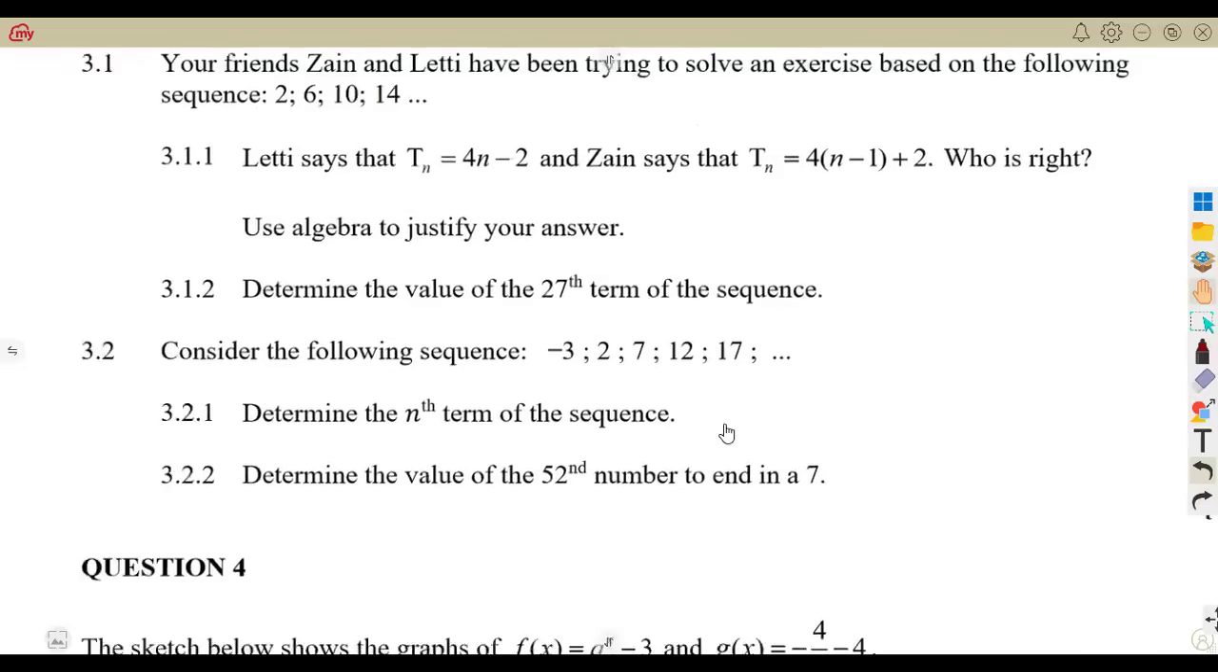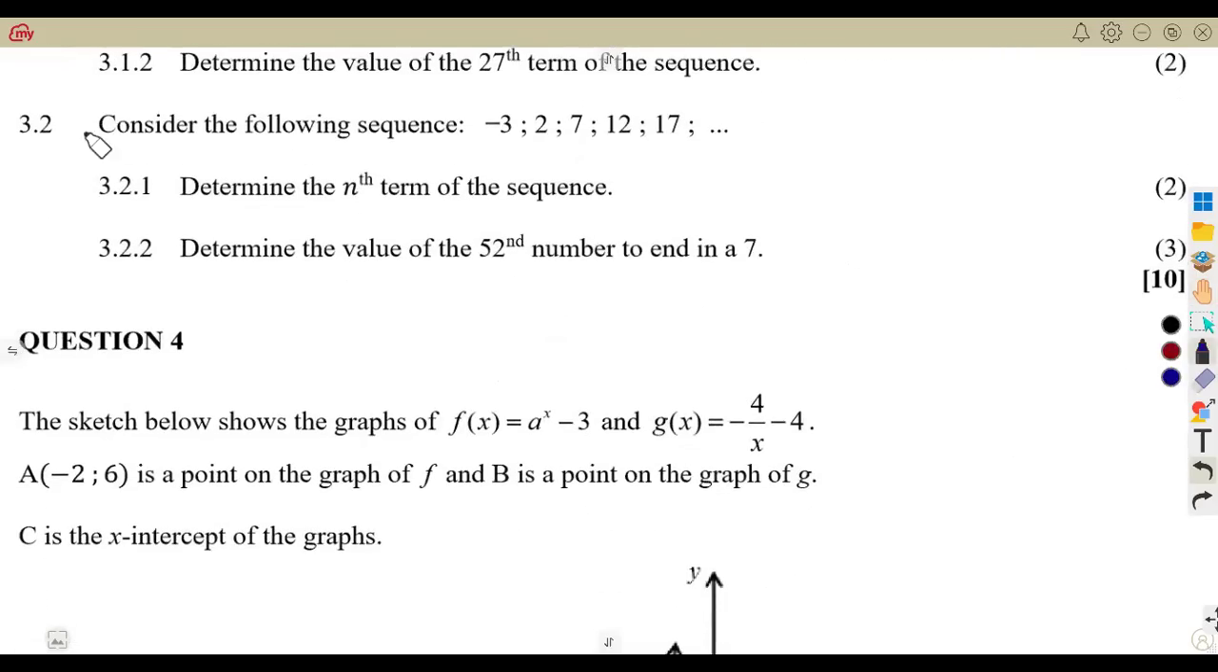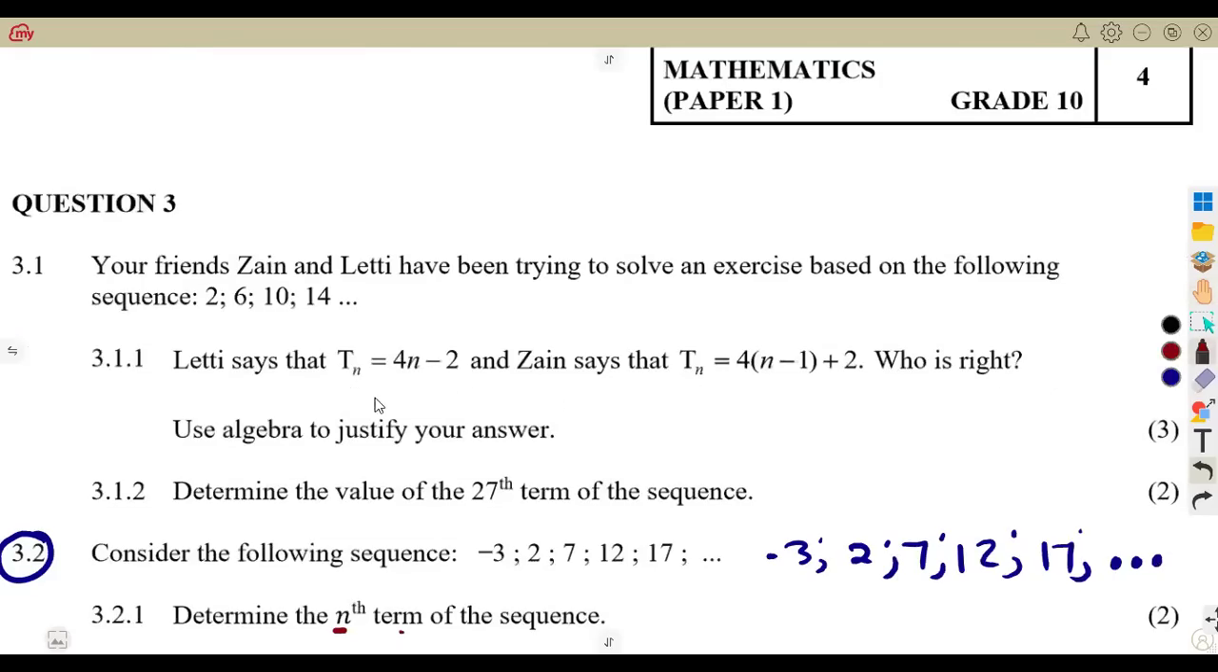Consider 3.2. A continuation again, still working with sequences. That's another sequence to be considered. We are given minus 3, 2, 7, 12, 17, and so on. So first try to have it as a linear and see if it is going to be linear. Then if it is not, you try another one. In 3.2.1, determine the nth term, just like what we had here, writing it in the form Tn is equal to n. That is what they're asking you to do.